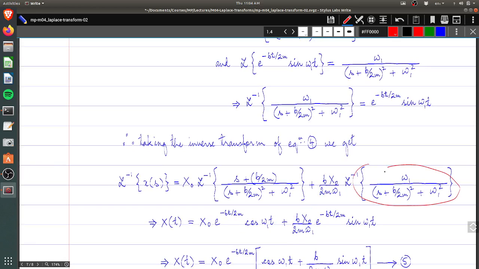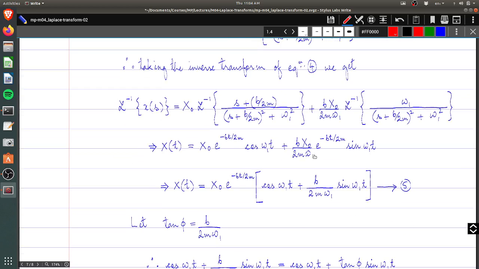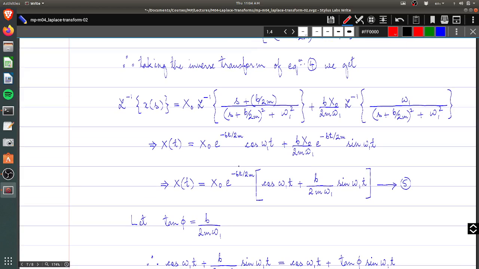The inverse Laplace transform of this is equal to e to the power minus bt by twice m sin omega 1 t. So I can take x naught e to the power minus bt by twice m common. So what we have left here is cos omega 1 t plus b by twice m omega 1 sin omega 1 t. Call this equation number 5.